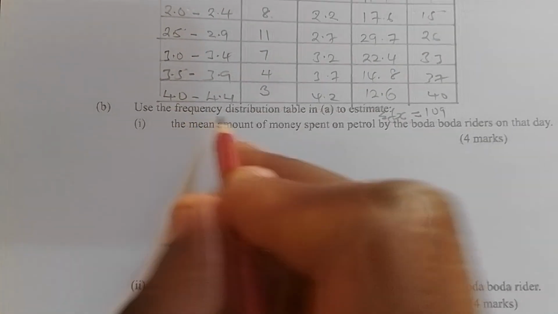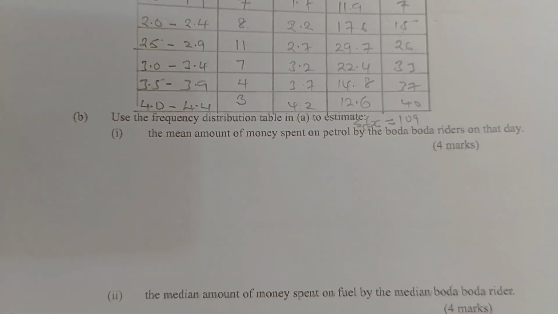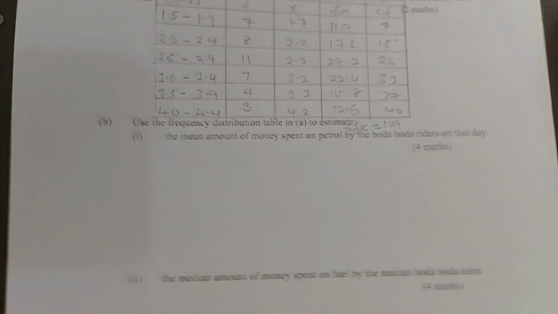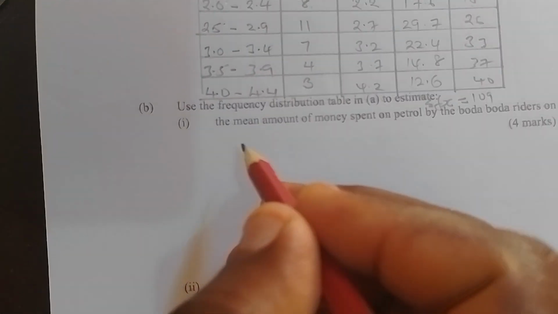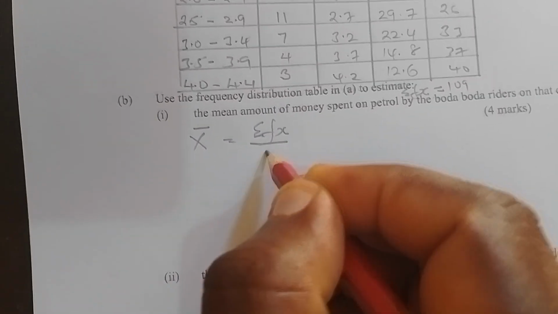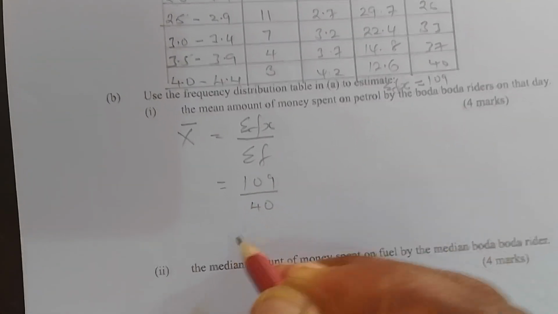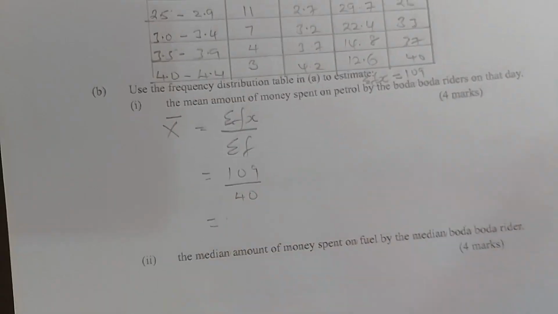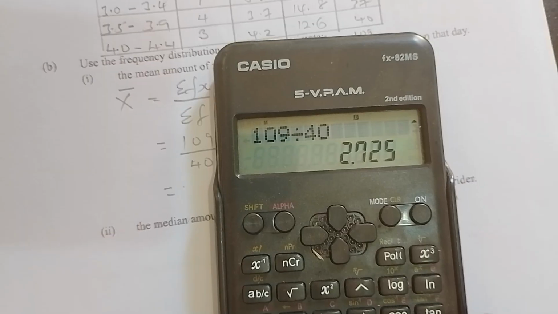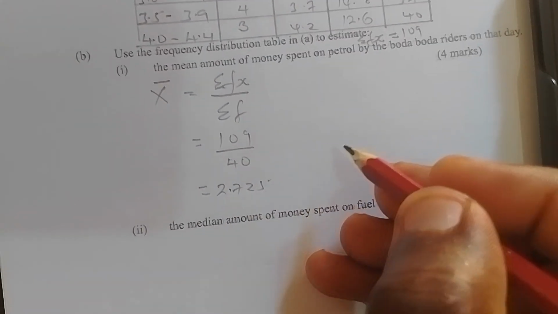Now use the frequency distribution table in A to estimate the mean amount of money spent on petrol by the boda boda riders on that particular day. So how do we find the mean? The mean is given by summation of fx divided by summation of f. So this will be 109 divided by 40, which gives us 2.725 liters.